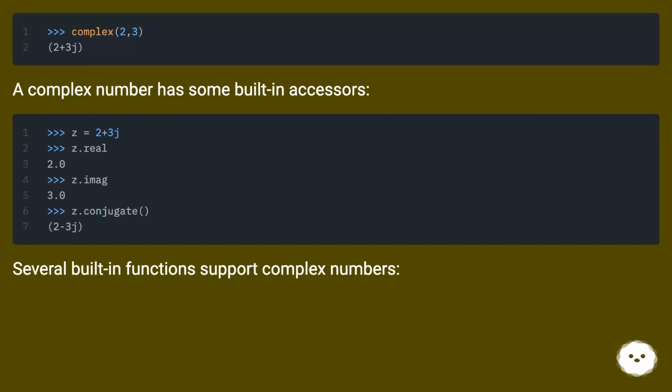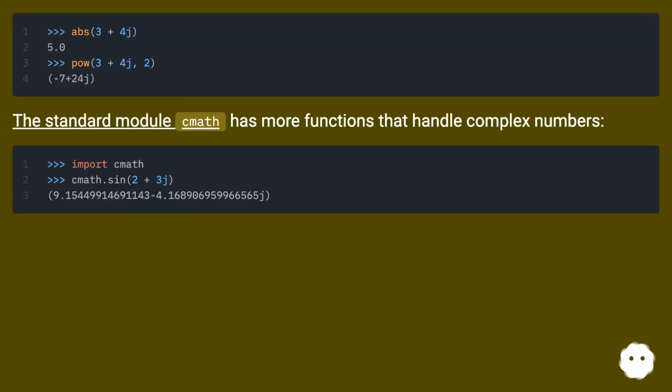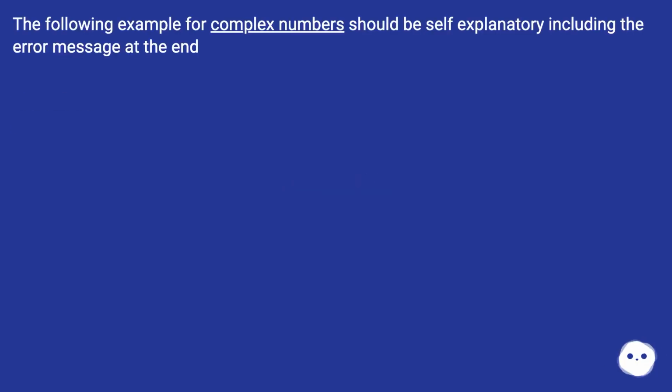A complex number has some built-in accessors. Several built-in functions support complex numbers. The standard module cmath has more functions that handle complex numbers. The following example for complex numbers should be self-explanatory, including the error message at the end.